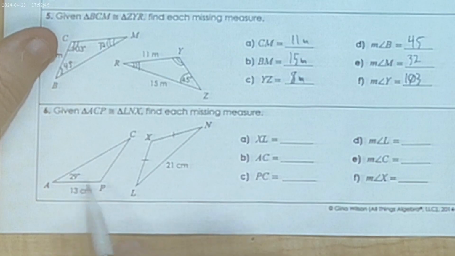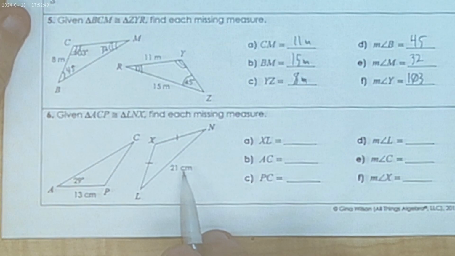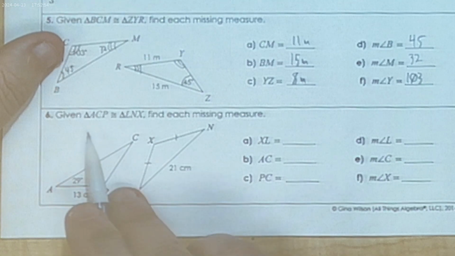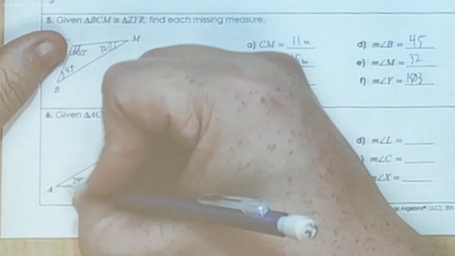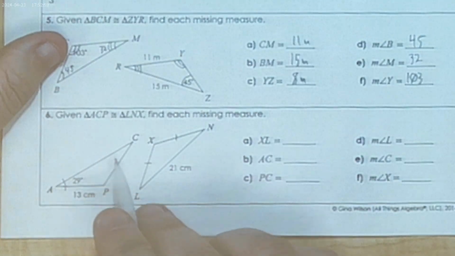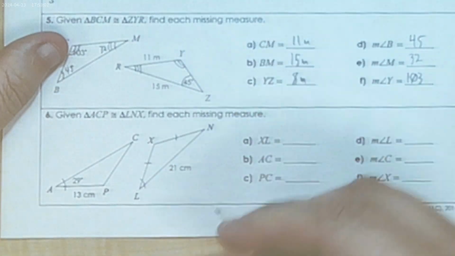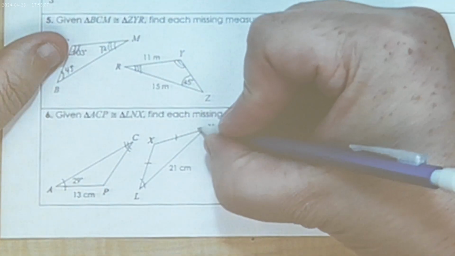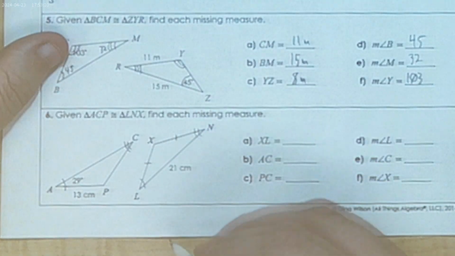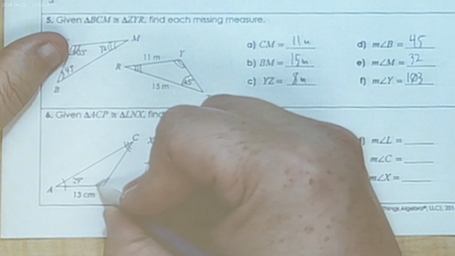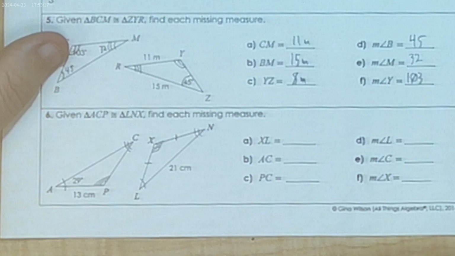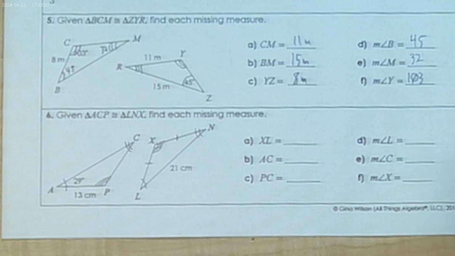But anyway, so given ACP is congruent to LNX, find each missing measure. So again, we have numbers, so we're going to have to actually write in numbers for these problems. First things first, I've got to map out all of my relevant angles. So angle A is going to map to angle L. Angle C is going to map to angle N. And then angle P is going to map to angle X. And again, even though they're both the only obtuse angles on the triangle, you still write it down.